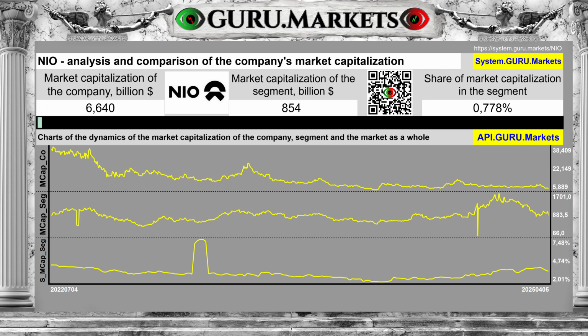This doesn't say anything definitively, but you need to take note of this fact. Market capitalization of the company NIO Inc is $6.64 billion, with a subcategory capitalization of $854 billion. NIO Inc ADR accounts for a share of 0.778% and is one of the small companies in the subcategory.